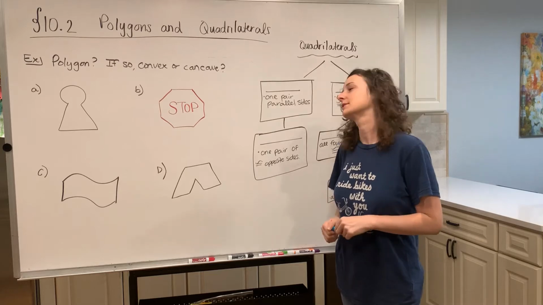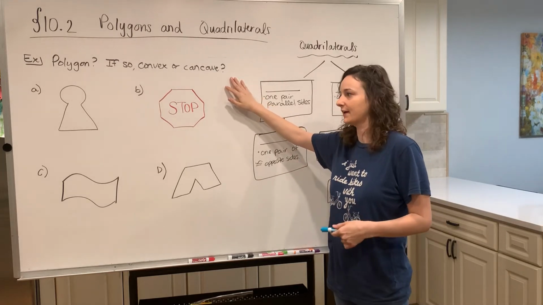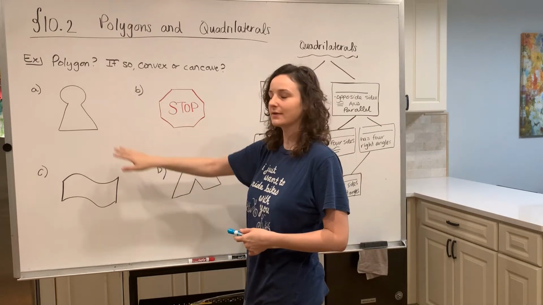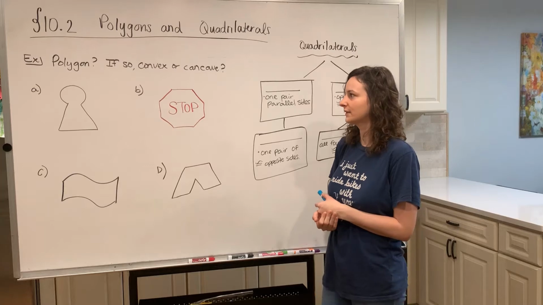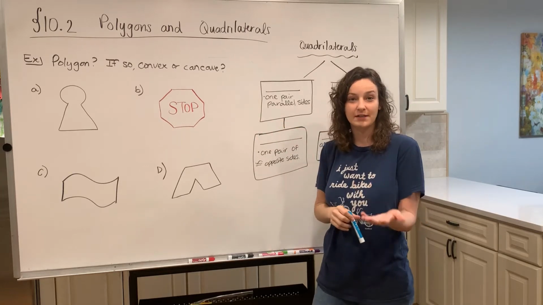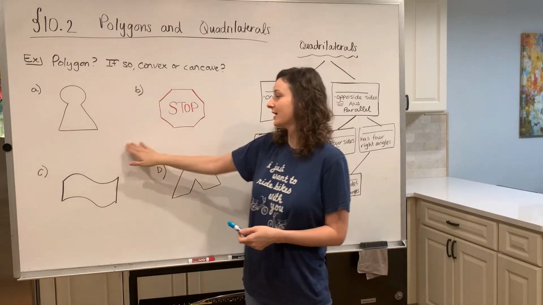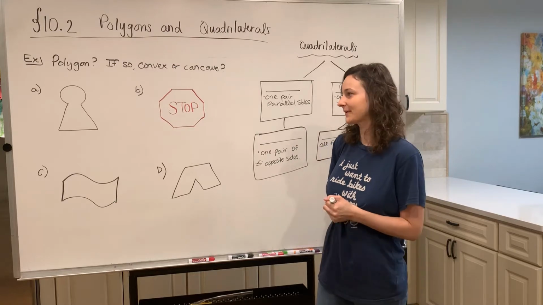Let's do some examples. Is it a polygon? If so, is it convex or concave? Look at example A. Here we have a keyhole. Is this a polygon? Yes or no? If so, is it convex or concave? At this point in the video, I'm going to ask you to pause, answer A, B, C, and D, and then hit play to review your answers.